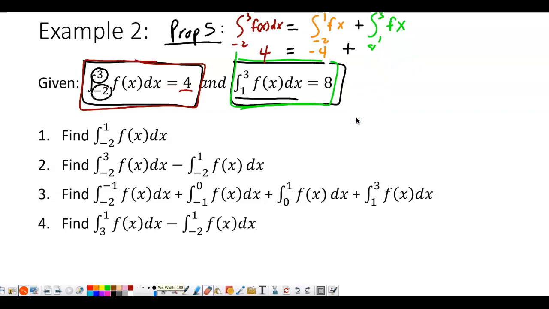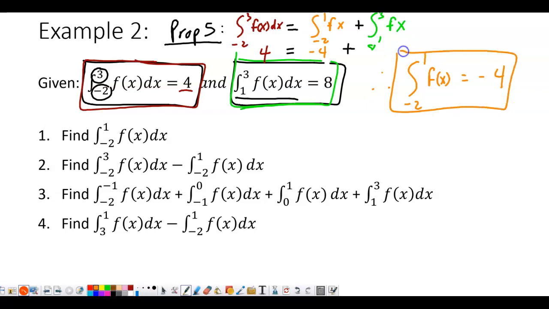So I just discovered some missing information myself using property 5. So I'm going to put therefore the integral from -2 to 1 we just figured out has to be equal to -4. Okay, so I'm going to do that before I even begin the problem. The rest of it is going to be very straightforward, very much like what we've done already. So I don't want to spend too long on that part.